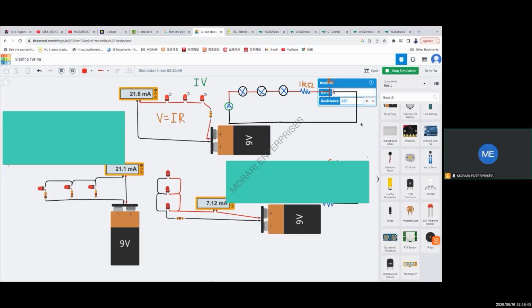What will happen? You see, we took the 11 point something, we're going almost 21 point something. You see, that's also double. But here we have a warning. If we read this warning closely, it says, current through the LED is 21.6 milliamperes, while the recommended maximum is 20 milliamperes.